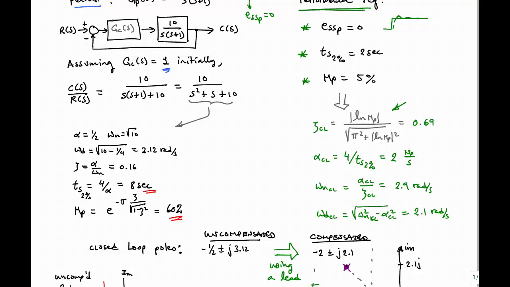and we have to now add a compensator that will move the closed loop poles from their initial position of -1/2 plus or minus j 3.1 to -2.